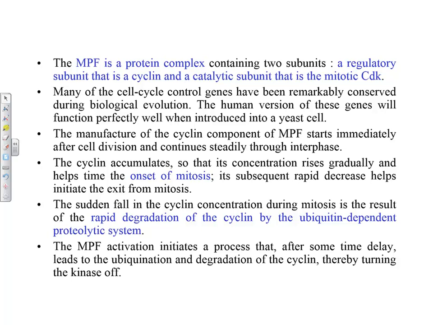Now the MPF activation, the M phase promoting factor activation, initiates a process which after some time delay leads to the ubiquitination and degradation of the cyclin, thereby turning the kinase off, right? Because the cyclin is the thing that does the timing, right? So if the cyclin is destroyed, then the kinase in the M phase promoting factor gets turned off.